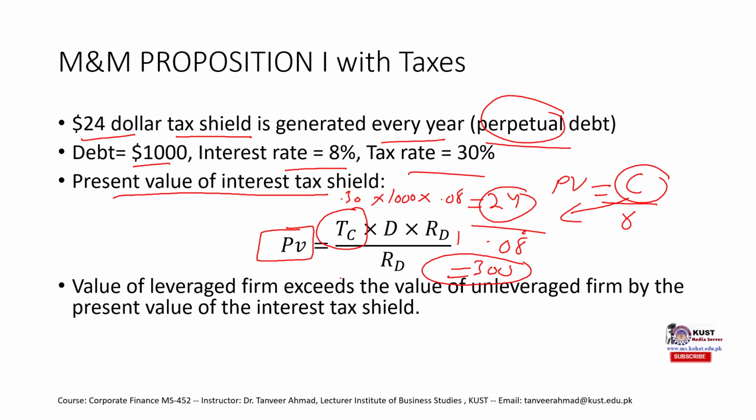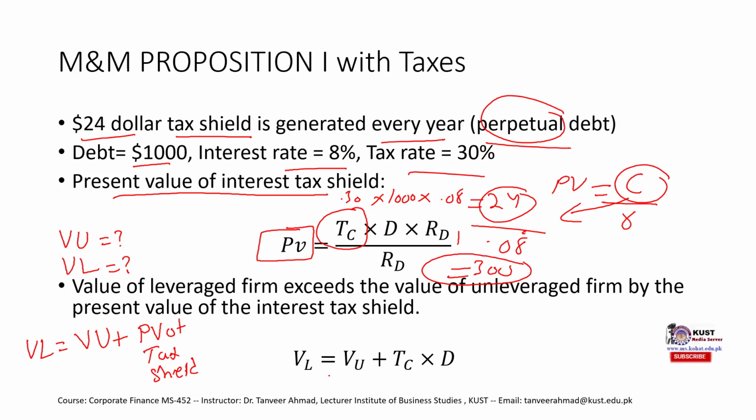But what about the value of the firm? If the value of the firm would increase, then we want to know what would be the value of the unleveraged firm and what would be the value of the leveraged firm. This is what we want to know. So the value of the leveraged firm exceeds the value of the unleveraged firm by the present value of the interest tax shield. What this statement is saying is simply that the value of the leveraged firm should be equal to the value of the unleveraged firm plus the present value of tax shield. And we calculated the present value of tax shield using this equation. So this would become: value of leveraged firm is equal to value of unleveraged firm plus.